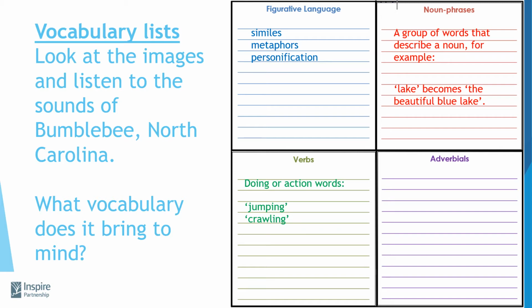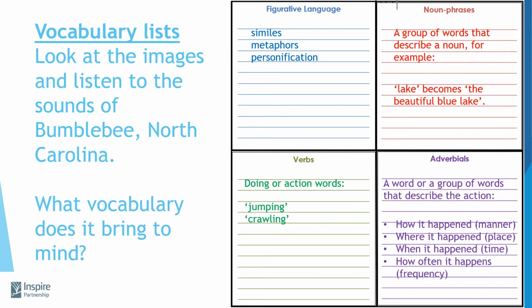Verbs. They're doing or action words, so something could be jumping or crawling, for example. And adverbials. So they're normally a single word or a group of words which help to add description to an action. So it can tell you how something happened. That's the manner in which it's happened. It can tell you where it's happened. That's the place. When it happened, the time, or how often it happened.